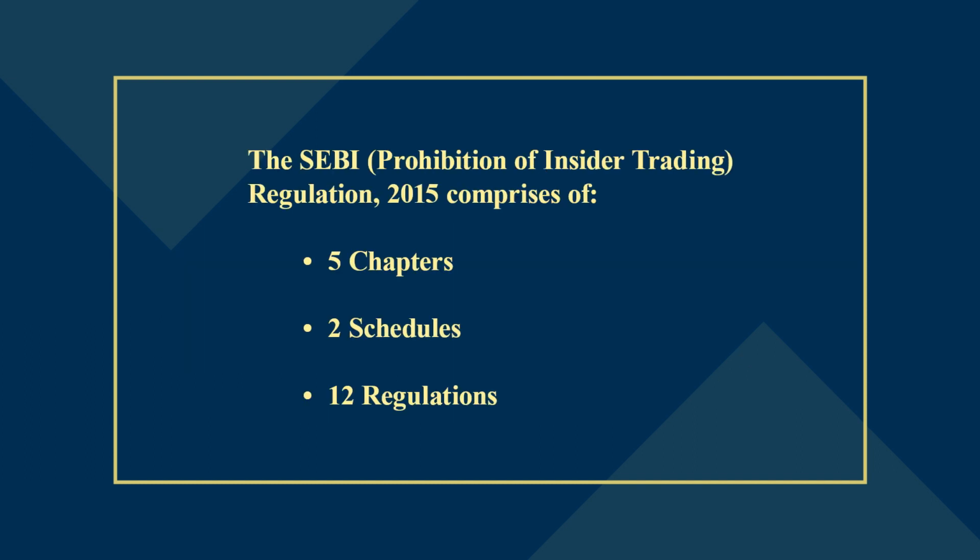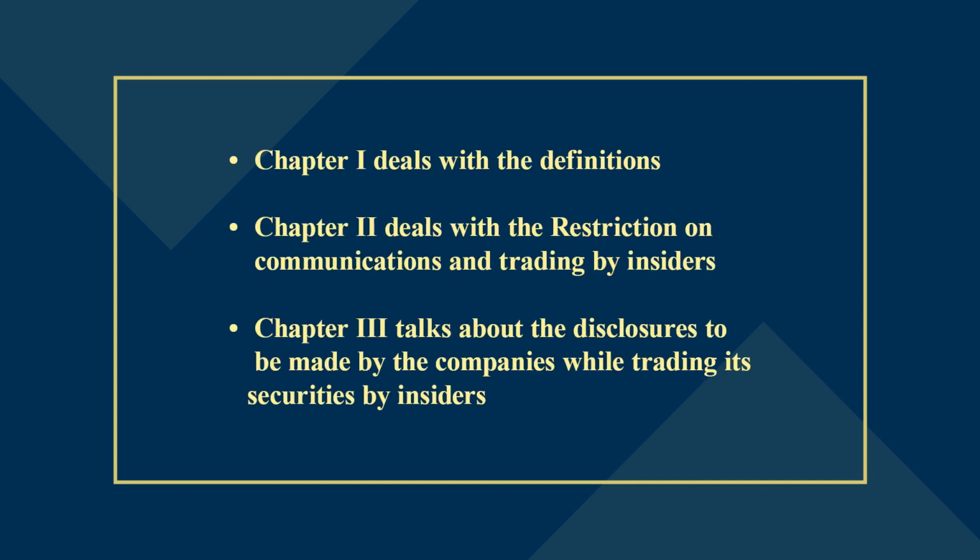The SEBI Prohibition of Insider Trading Regulations 2015 comprises 5 chapters, 2 schedules, and 12 regulations. Chapter 1 deals with definitions. Chapter 2 deals with the restriction on communications and trading by insiders. Chapter 3 talks about the disclosures to be made by the companies while trading its securities by insiders.